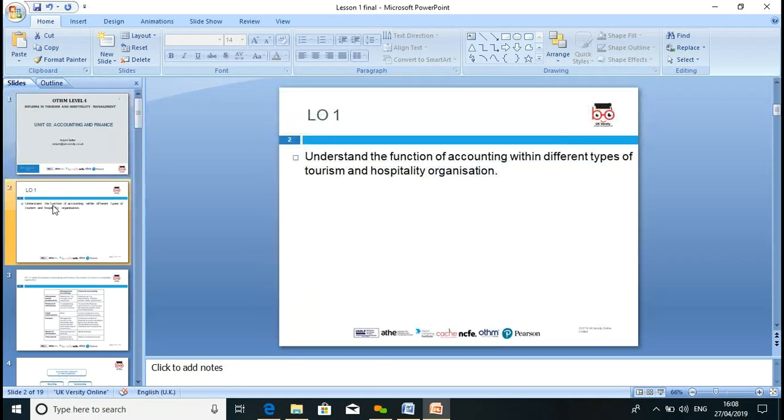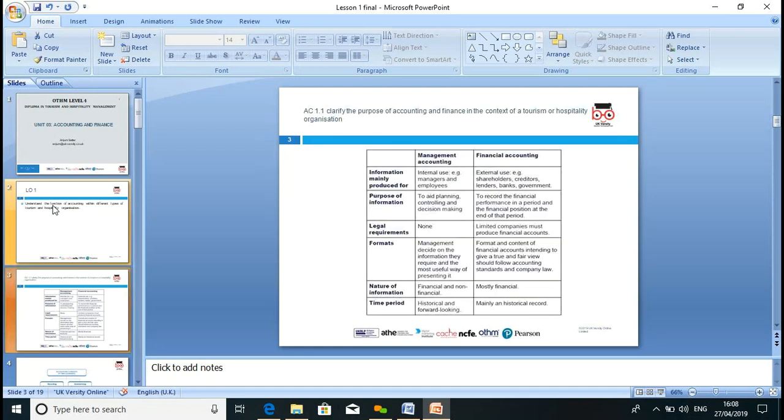Today we'll go through LO1, Learning Outcome 1: understand the function of accounting within different types of tourism and hospitality organizations. First of all, we'll go through assessment criteria 1: clarify the purpose of accounting and finance in the context of tourism and hospitality organizations.